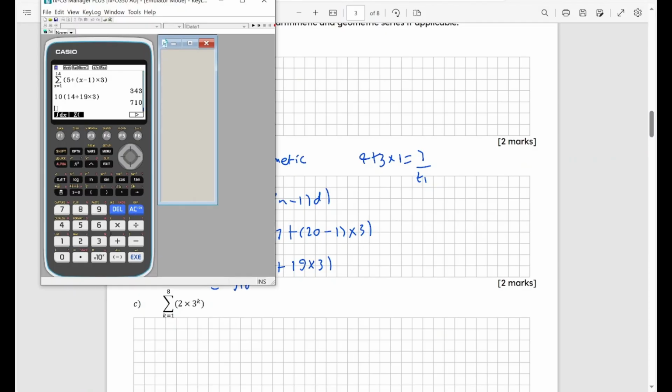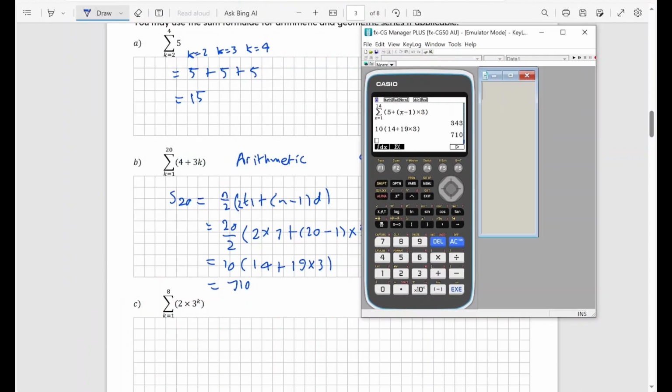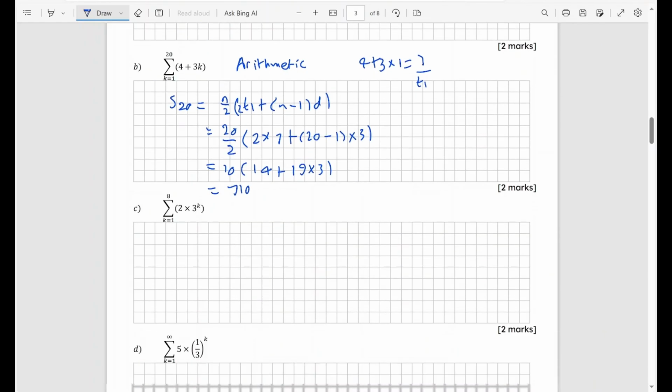And then we can actually check this properly though, because we can do the proper sum on our calculator. So this is going to be 4 plus 3x. Chuck a plus in the middle there. x equals 1 all the way up to x equals 20. So it's 710 as well.